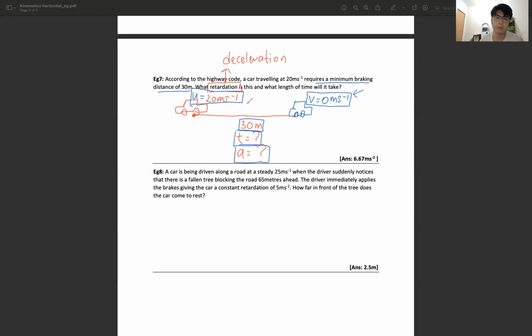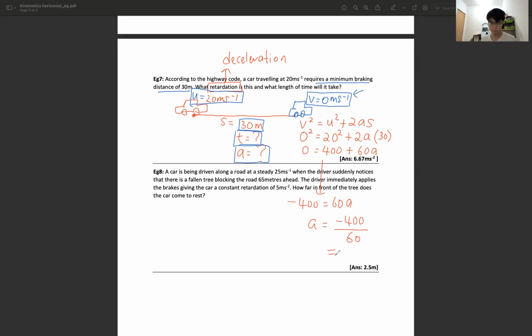Okay, so with 3 pieces of information we have, let's find the a first. We got s, we got u, we got v. v squared equals u squared plus 2as. 0 squared equals 20 squared plus 2a(30). So 0 equals 400 plus 60a. Minus 400 equals 60a. a equals minus 400 over 60, which is minus 6.67 meter per second squared.